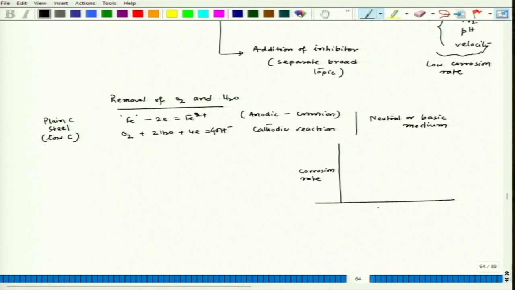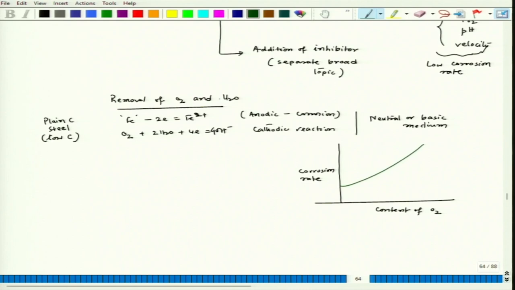with the content of oxygen, then we can see the corrosion rate would look like this. It will have an increasing trend. It can be like this. This is a kind of trend that can be observed. It can also be like this. Okay. So, this will be ever increasing, fine. So, this is a kind of pattern if we consider.